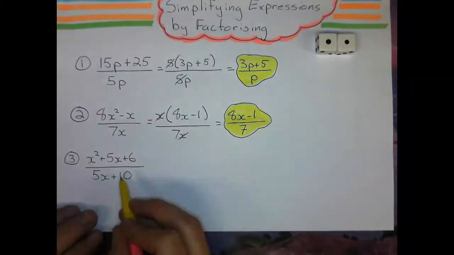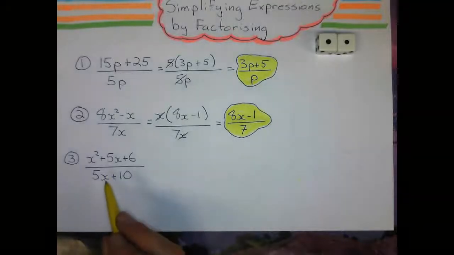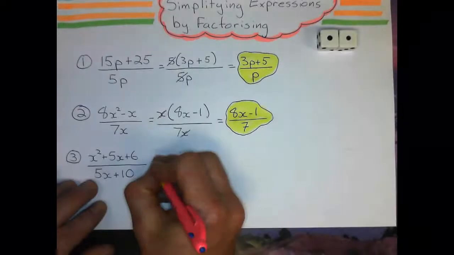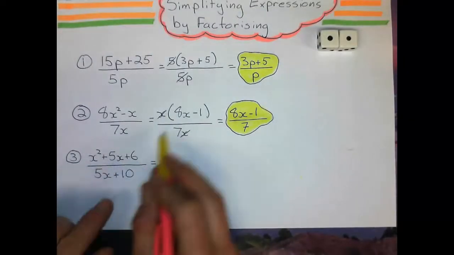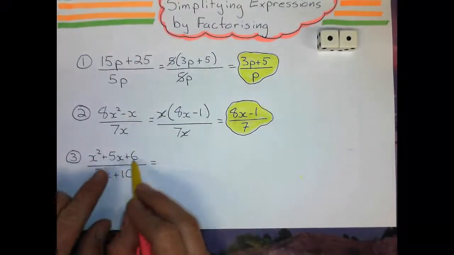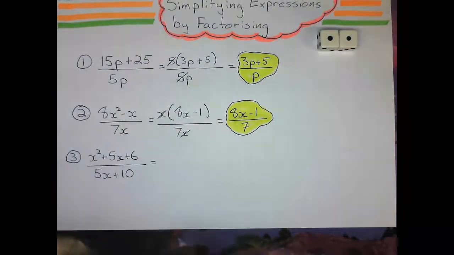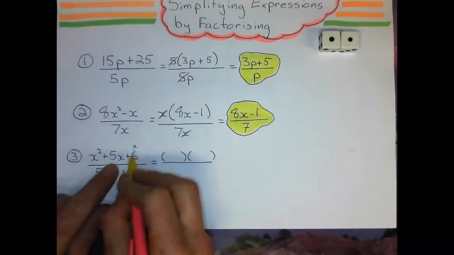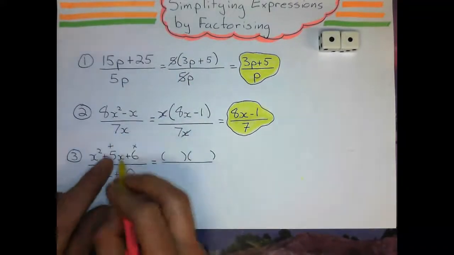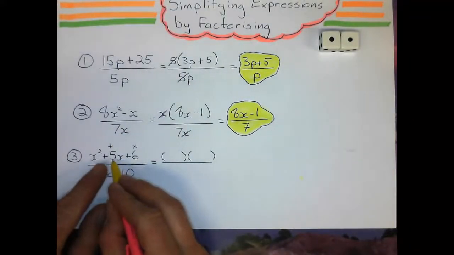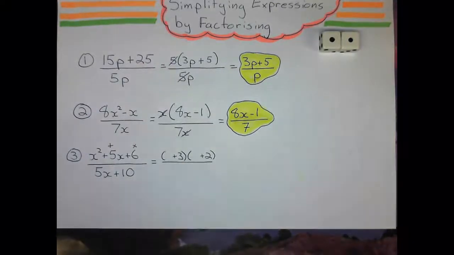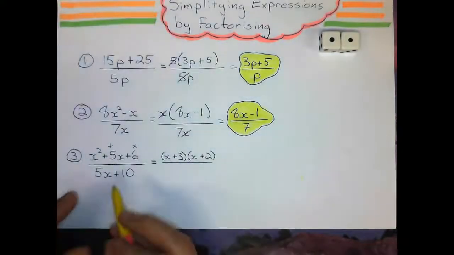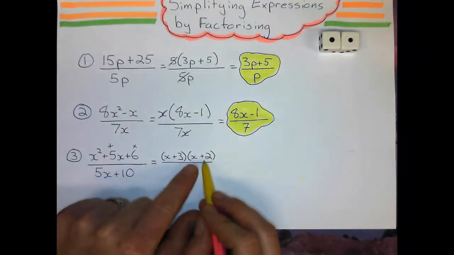Okay, this one looks a little bit harder, but it's not too bad. This top expression is a quadratic, and I have to factorize that. That's going to factorize into two brackets instead of just one. How I figure out what those two brackets are is I play that game where I think of two numbers that multiply to get 6 and add to get positive 5. And those two numbers are going to be positive 3 and positive 2. So x plus 3 times x plus 2 would give me this expression here.